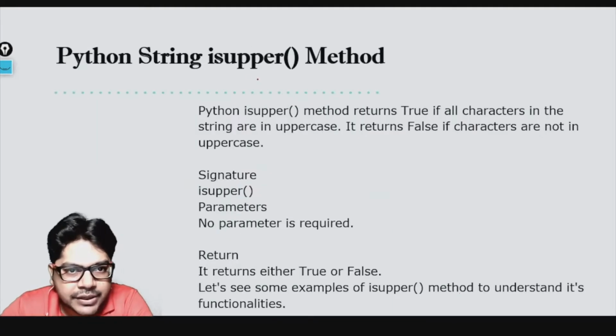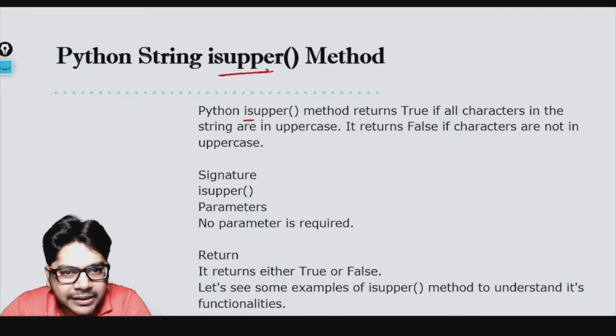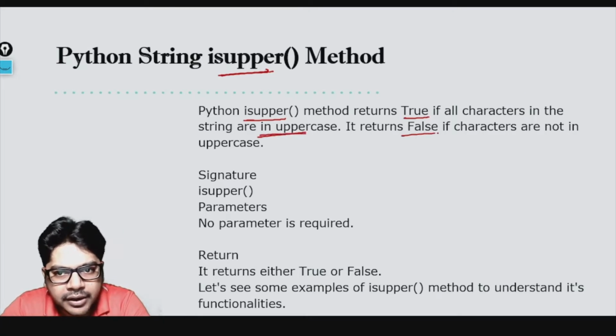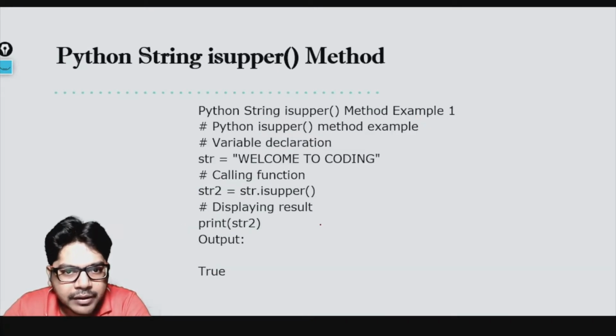Going to the next function, isupper. I believe we have already discussed that, but let's do it once again. The Python isupper method returns true if all the characters in the string are in uppercase. It returns false if the characters are not in uppercase. Isupper is the signature, no parameter required, returns true or false. Have a look at the example.